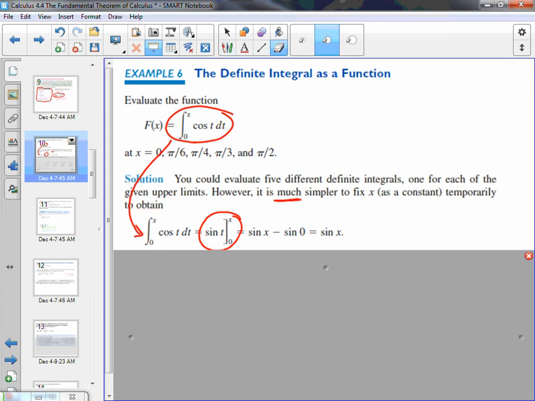Okay? And then what we learned yesterday, the way to evaluate these definite integrals is it's capital F of b minus capital F of a. So there's capital F of b, there's capital F of a. Well, fortunately for us, the sine of 0 is 0, so we just get the sine of x. So look what we've got. Look what we're saying.